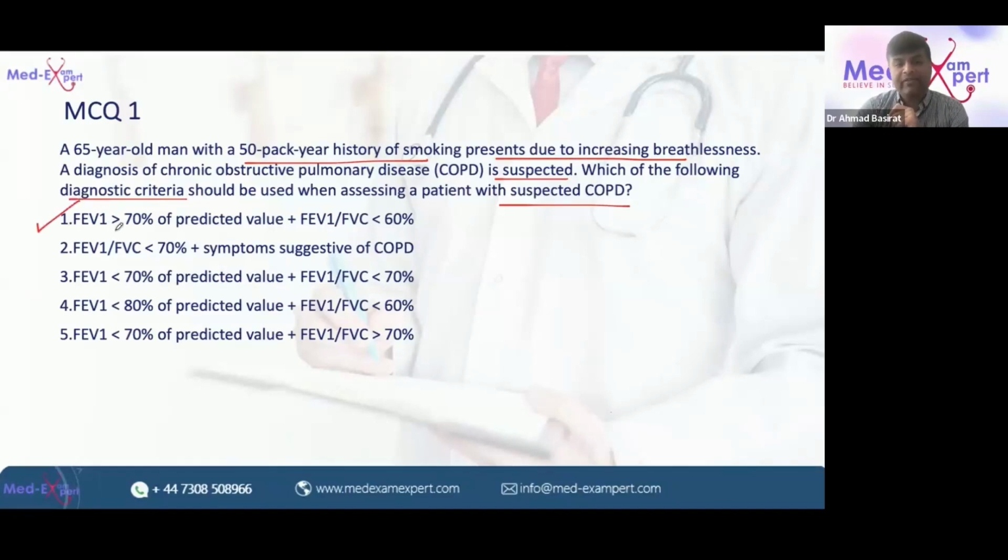Number one, FEV1 more than 70% of predicted plus FEV1 over FVC ratio of less than 60%. Number two, FEV1 less than 70% plus symptoms suggestive of COPD. Number three, FEV1 less than 70% plus ratio of less than 70%. So here the ratio was less than 60%, here the ratio is less than 70%, but the FEV1 is less than 70 here. Number four, FEV1 less than 80% and the ratio less than 60. And the last option is FEV1 less than 70% and the ratio more than 70. I'll give you maybe 2 minutes to think about it and make a selection of the answer and put it in the chat box, and I can discuss the answer with you then.